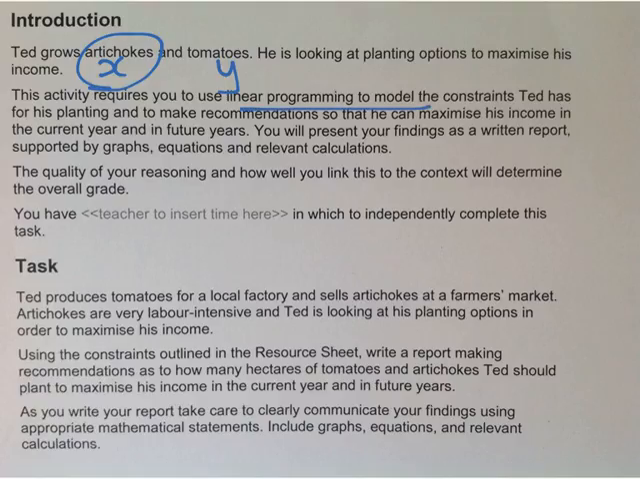We want to maximize the income. It repeats us around here, tomatoes and artichokes, and we use the constraints, and we have to communicate our findings. So let's look at the next part.